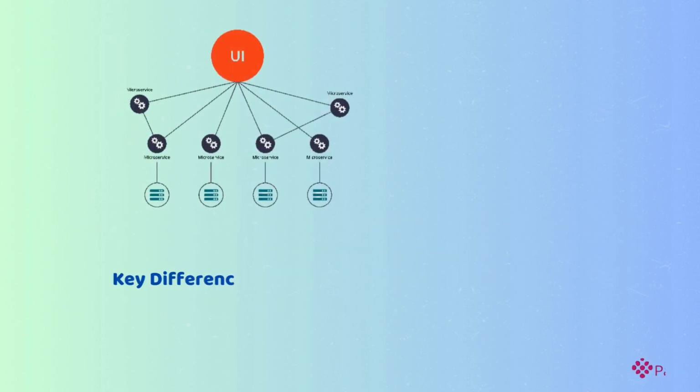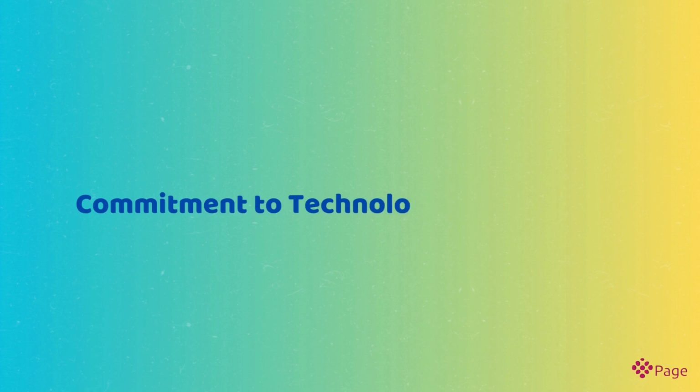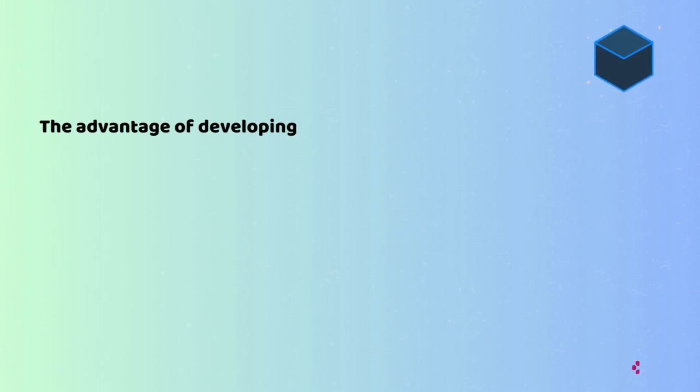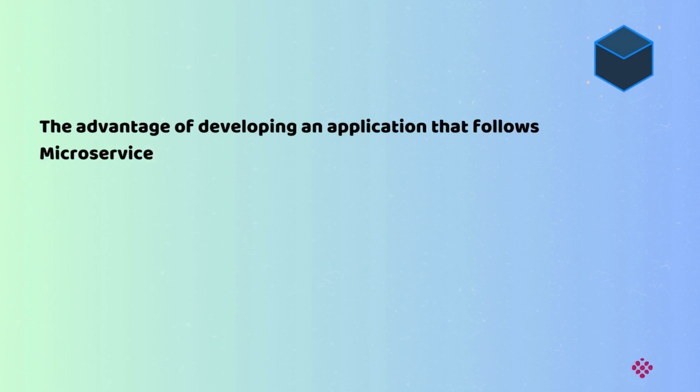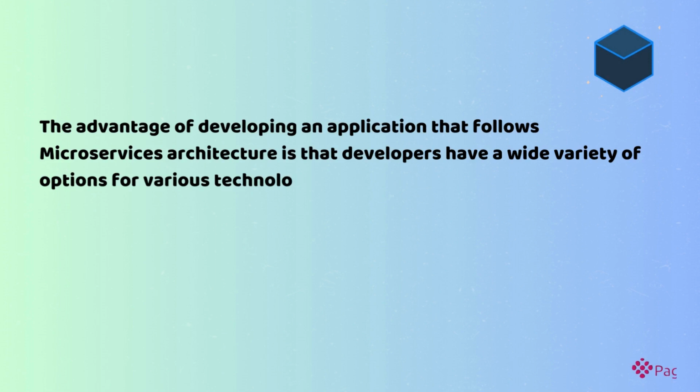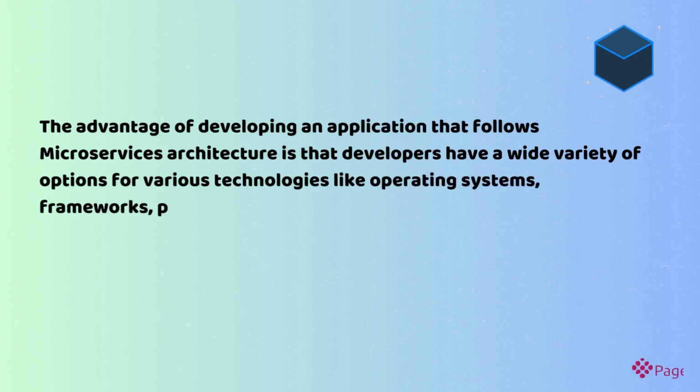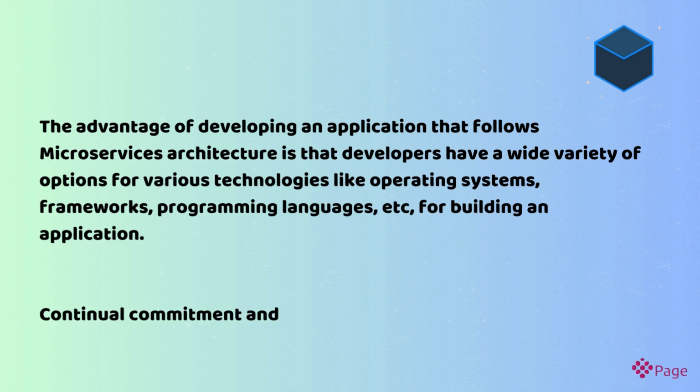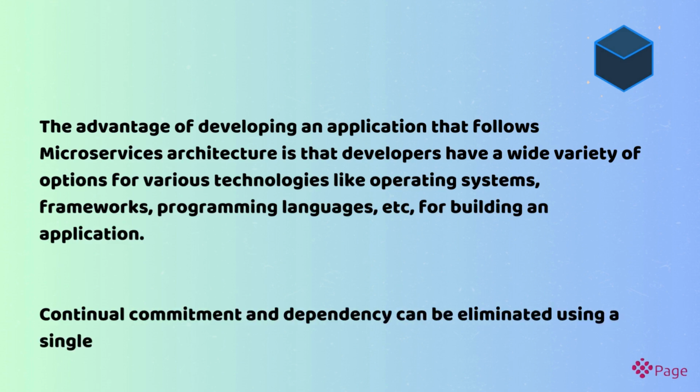Key differences between microservice versus monolithic. Commitment to technology. Microservice. The advantage of developing an application that follows microservices architecture is that developers have a wide variety of options for various technologies like operating systems, frameworks, programming languages, etc., for building an application. Continual commitment and dependency can be eliminated using a single stack of technology.